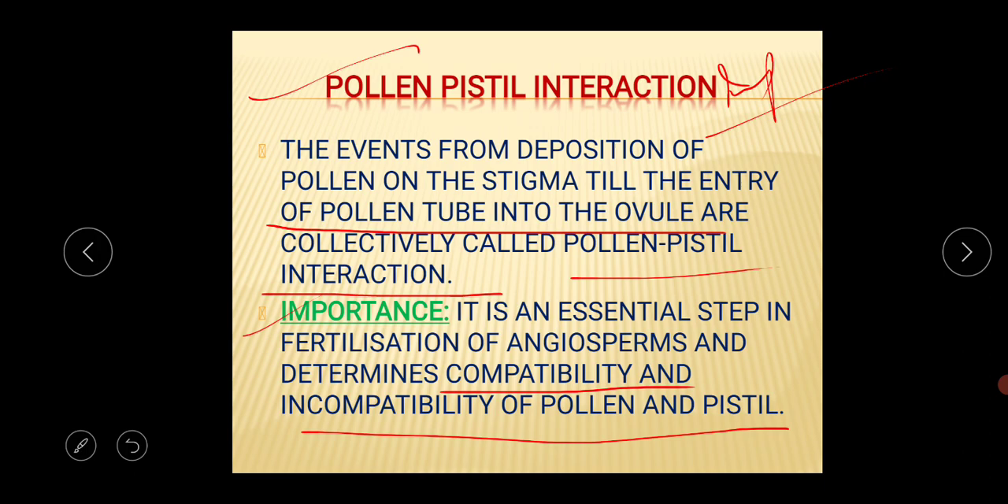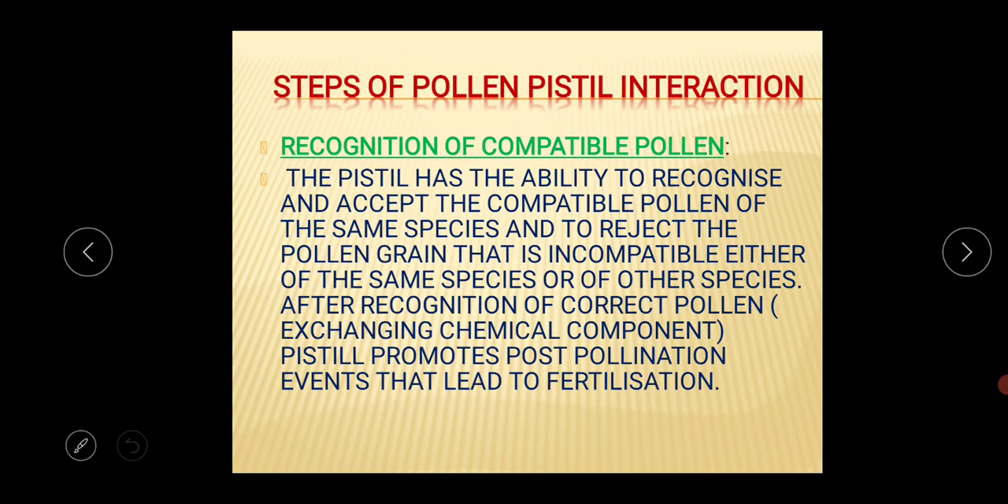Compatibility means suitability. If pollen and pistils are suitable, compatible for each other, this is the main step for sexual reproduction in the flowering plant's body. So through the pollen pistil interaction, the flowering plant's body gets to know whether these pollen and pistils are compatible or not.